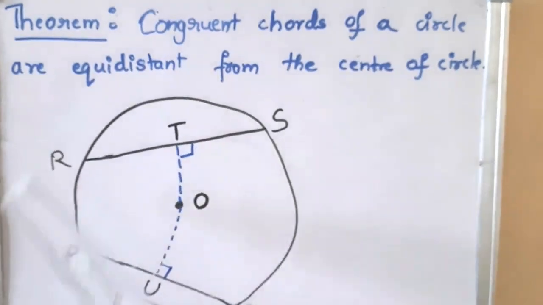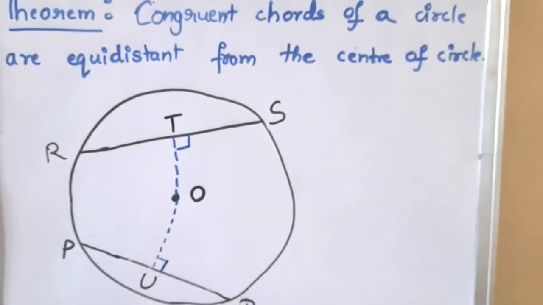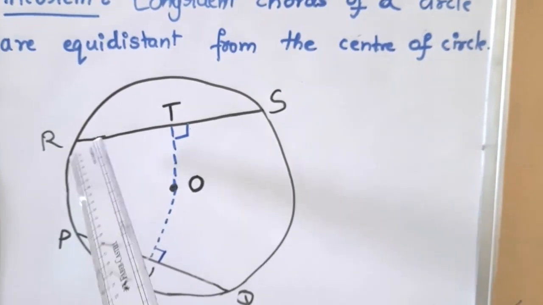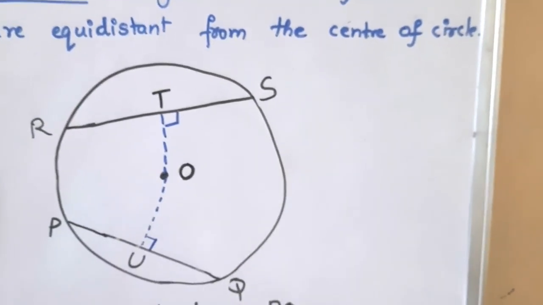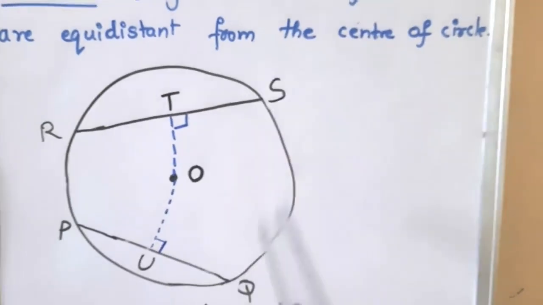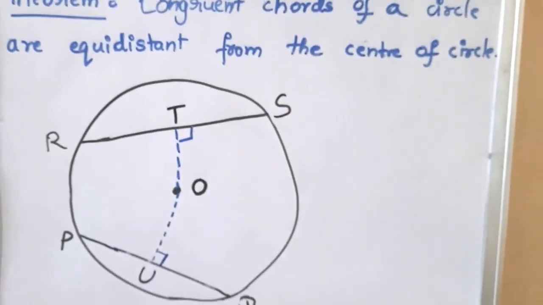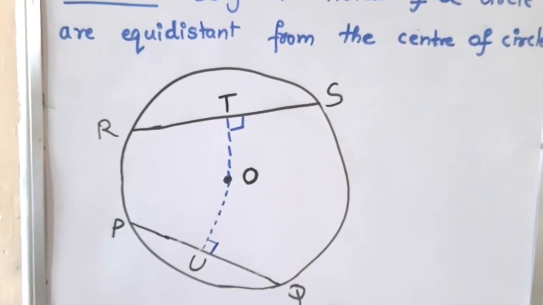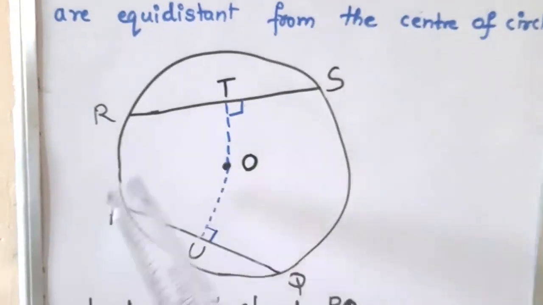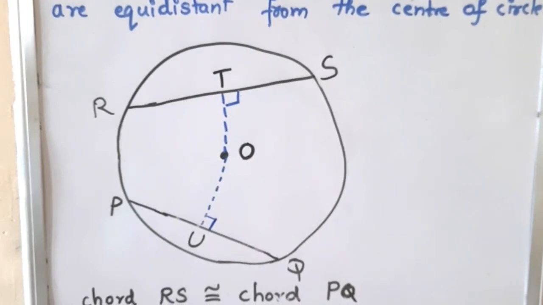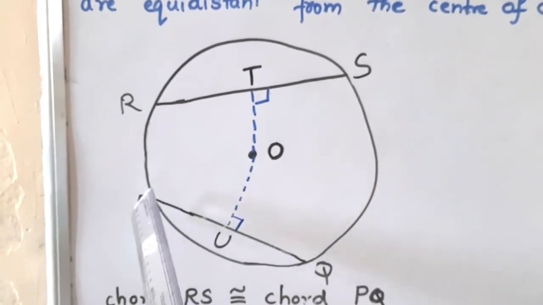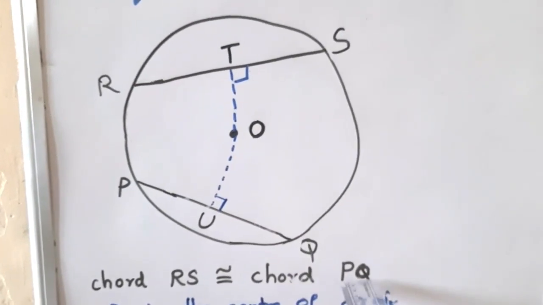We have a circle here and we have center point O. We have two chords, chord RS and chord PQ. Both RS and PQ are congruent chords, which means lengths of chords RS and PQ are same, or you can say equal. Therefore, chord RS is congruent to chord PQ.